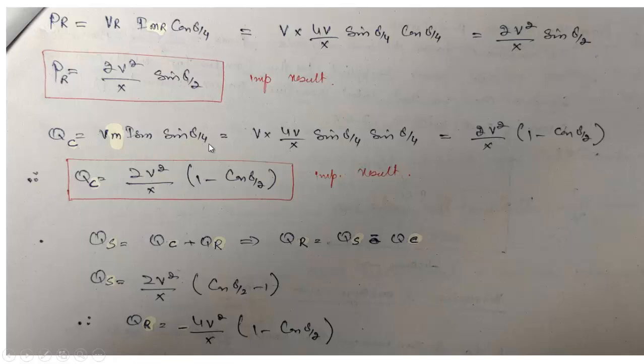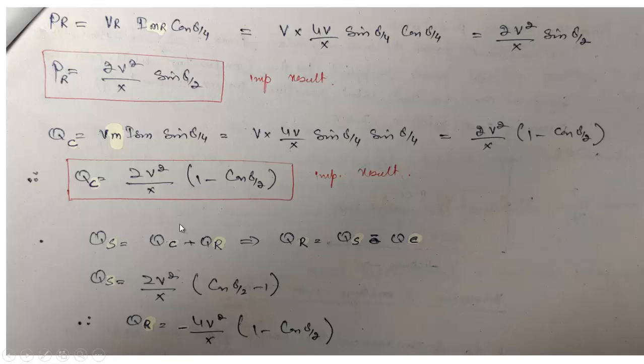That is voltage times current times the sine of the angle, and this will be the same term. It will be equal to V into 4V by x sin of delta by 4 into sin of delta by 4. That will be equal to twice V square by x into 1 minus cos of delta by 2. So QC will be this.